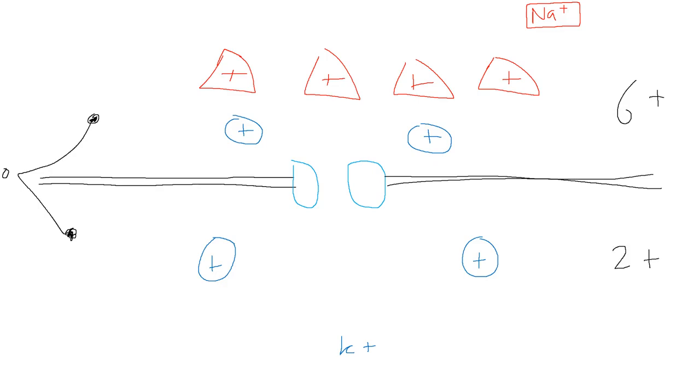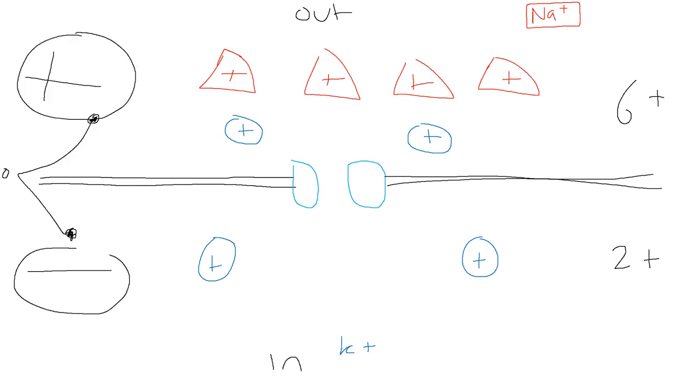Now, if we were to measure the positivity, we would say that this side, let's call it the outside, is more positive than this side, which is the inside. So we use these symbols, the positive and the minus, to identify the positivity in this case. The outside is more positive than the inside.